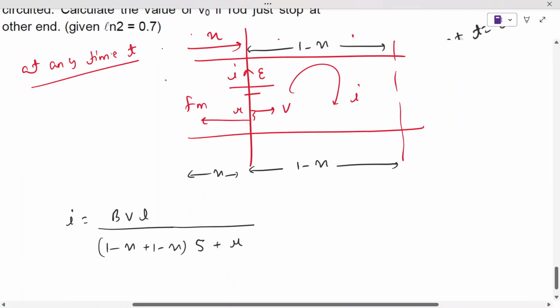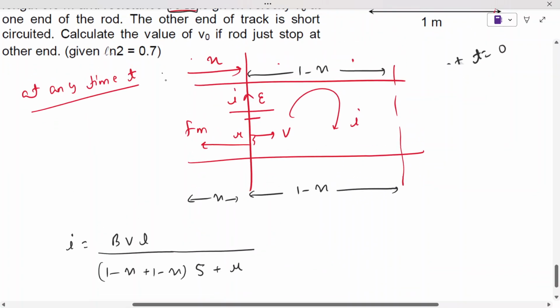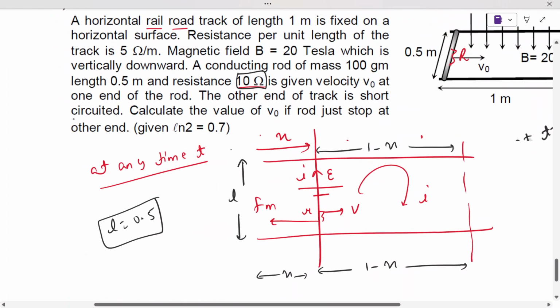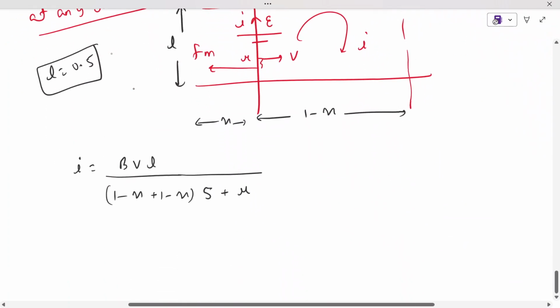And one more thing, this length is L and L is 0.5. This is given. Now just be very careful: this is B and this L is 0.5. We can put the values in at the end. So BLv upon R, where R is 10 plus 10 minus 10x.